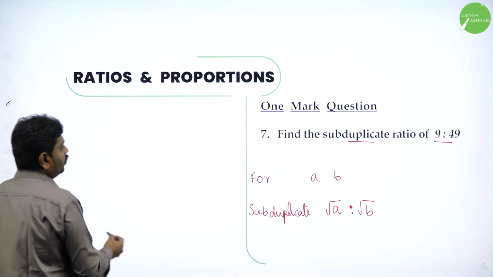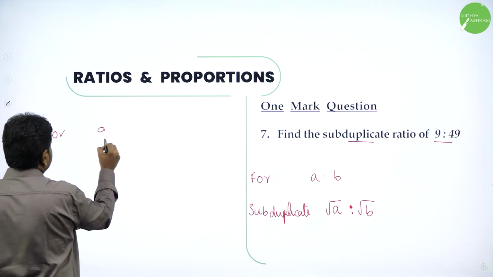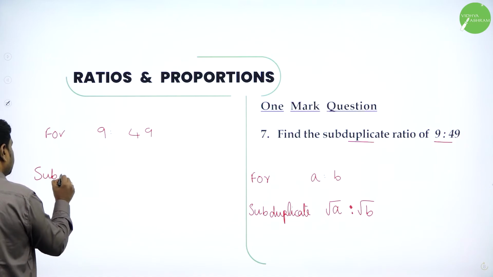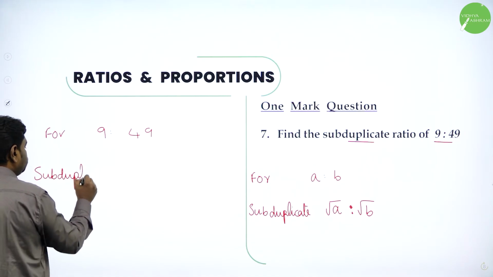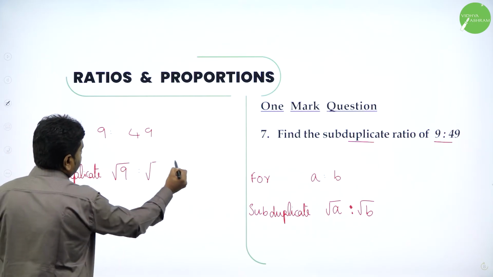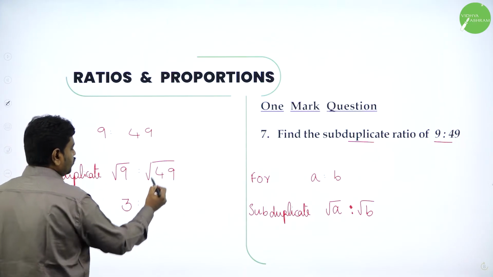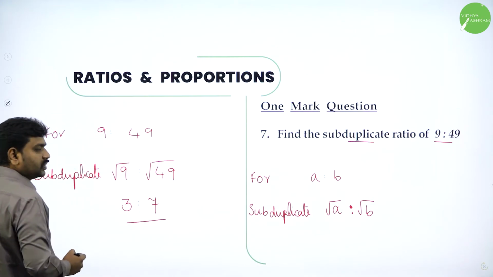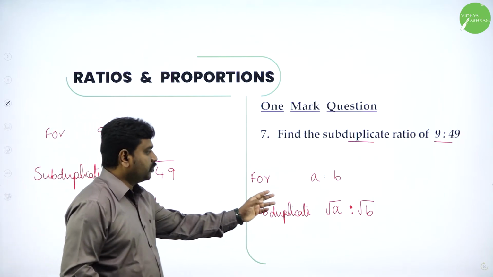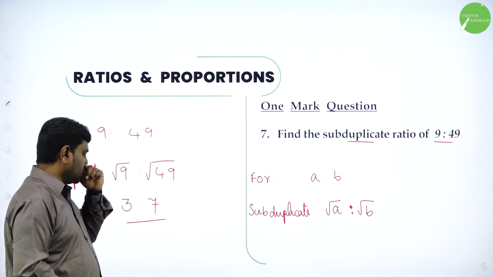So they gave the value 9:49, and they want you to find the sub-duplicate. So the sub-duplicate is root 9 is to root 49. All of you know what root 9 is. What is root 9? 3. Is to what is root 49? 7. So 3:7. Therefore the answer is 3:7, the sub-duplicate. What is the sub-duplicate for A is to B? Root A is to root B. What is the sub-duplicate of 9:49? Root 9 is to root 49.